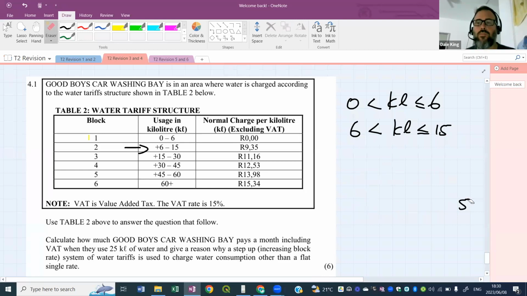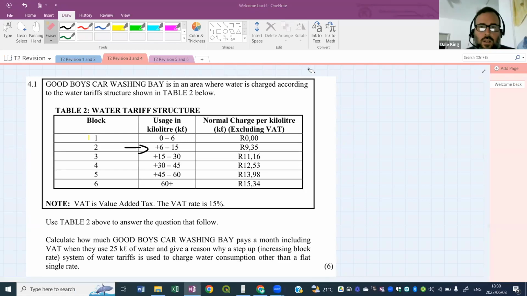So if you're on 6, you're in the first row. But if you're on 6,0001, you're in the second row, above 6. So there's an inequality sign. I've seen some matric maths lit papers with them, but usually they give it to you like this. It means exactly the same thing, from one number to another. For example, in the second row, if it's a plus 6, it's above 6. But don't worry too much about it.